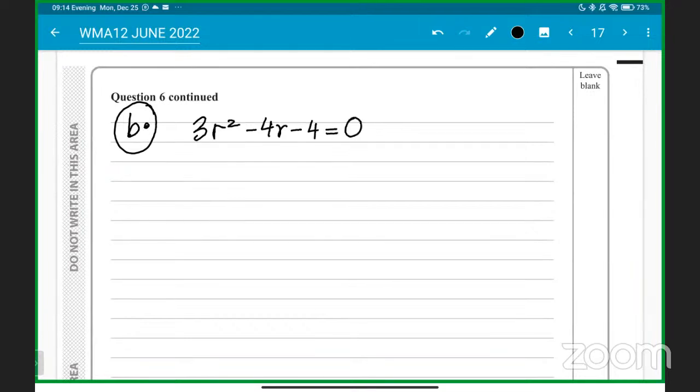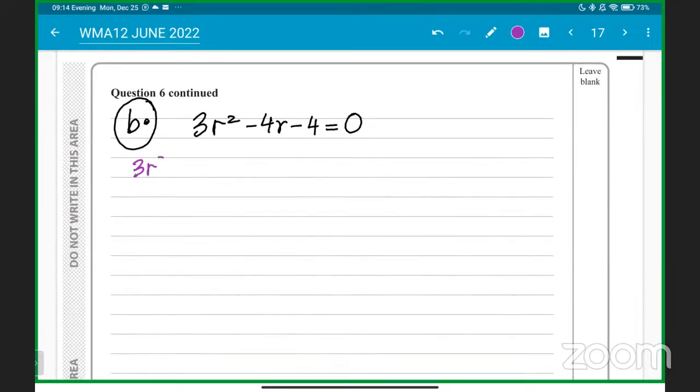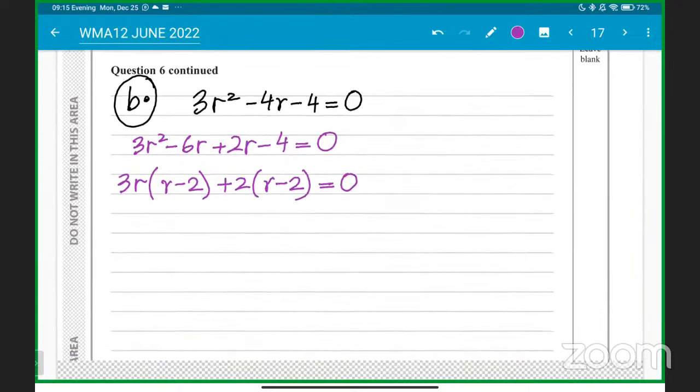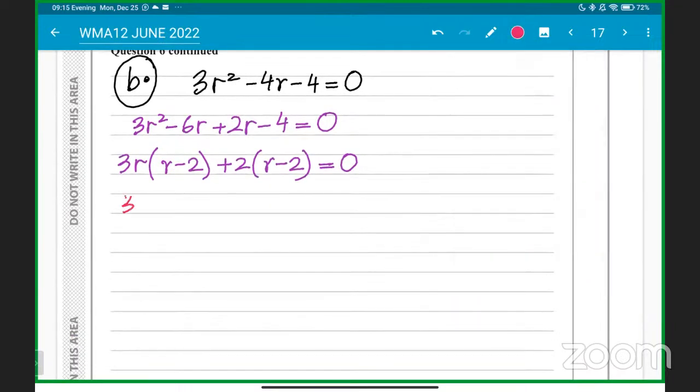Students need to understand that you will have to solve this, right? You are going to definitely solve this. So let's quickly solve this by middle term breaking. 3 times 4 is 12. And we can say 6 times 2 is 12, right? So let's try 3r square minus 6r plus 2r minus 4 is equal to 0. So 3r common, r minus 2, plus 2 common, r minus 2 is equal to 0. Here we go, sir. It will be 3r plus 2 and r minus 2 is equal to 0.